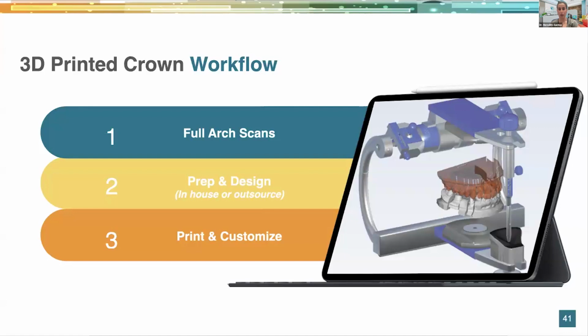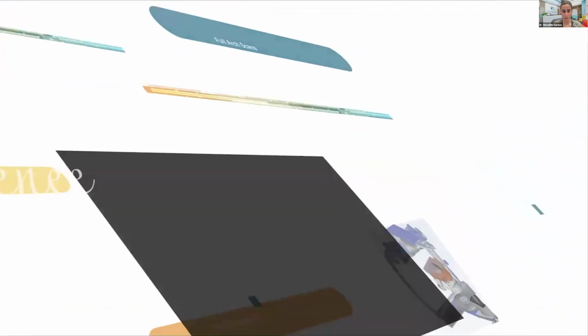So 3D printed crown workflow, super simple. It's full arch scans. We're going to prep it. We can design it in-house or we can outsource that, right? If I'm a dentist that doesn't have the time, the patience, or the desire to do my own design work, that certainly doesn't preclude people from utilizing this type of technology. It's super easy. We send that to a designer. They can get that done and whipped back real quick for us. And then we can print it and customize it.